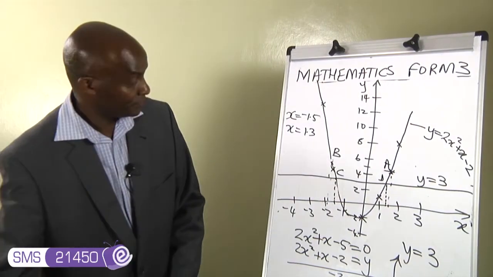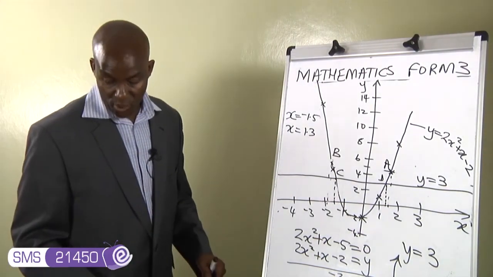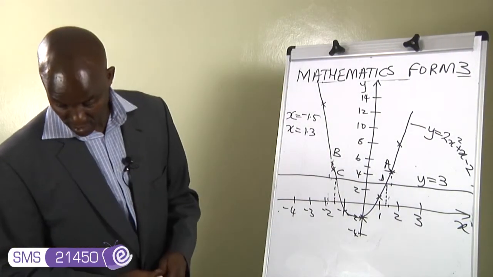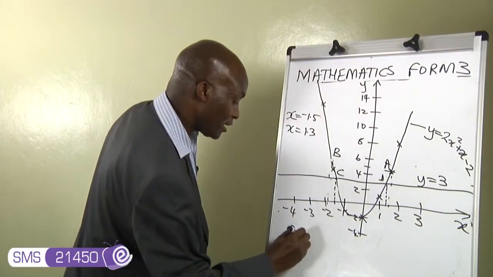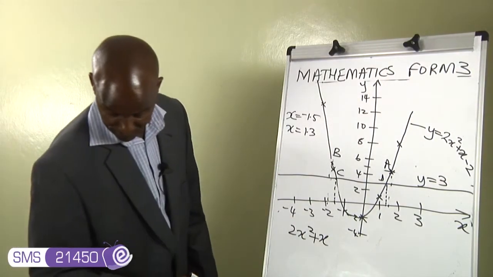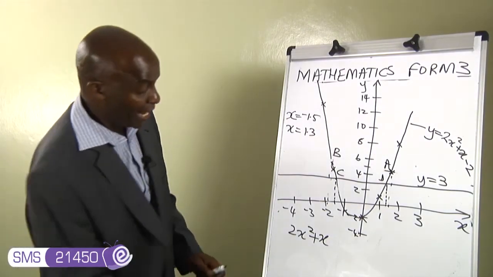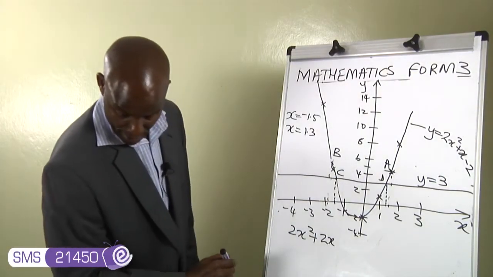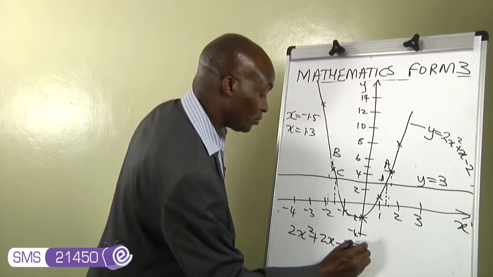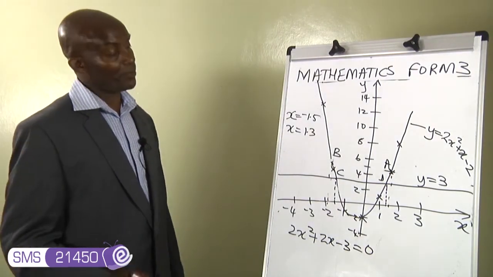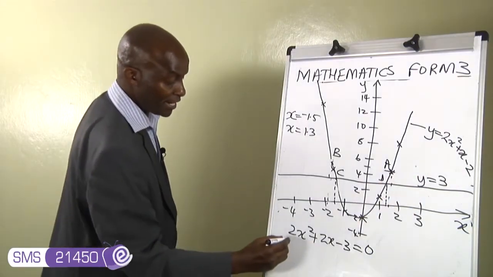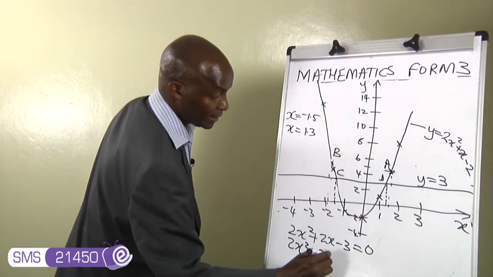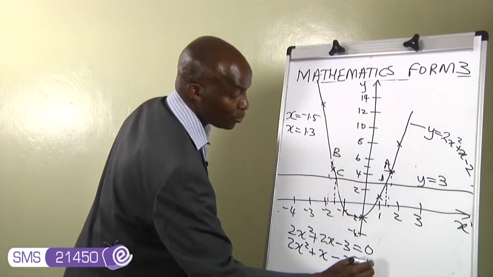Then the other one, we are asked to solve the equation 2x squared plus 2x minus 3 is equal to 0. Again, we follow the same procedure. Take the equation of the curve and write it next to this one. So we have 2x squared plus x minus 2 is equal to y.